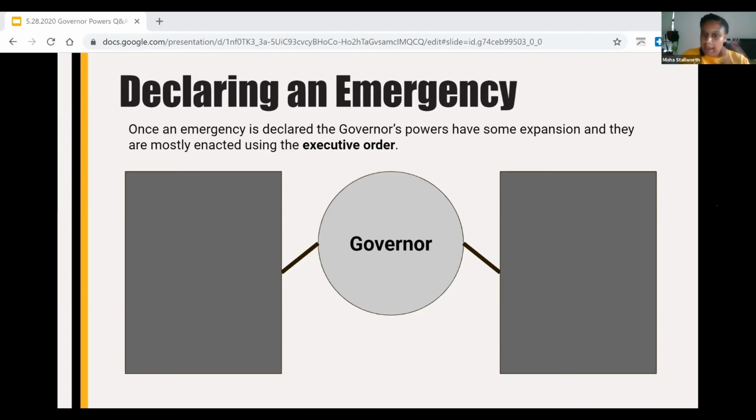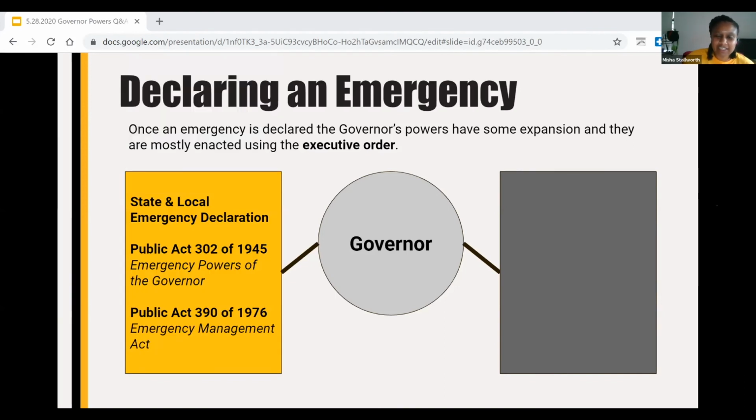Like that is the power of the legislature. An executive order can't contradict that. And an executive order, again, is one way that an emergency can be declared for the state, and requesting a federal disaster declaration is the other.